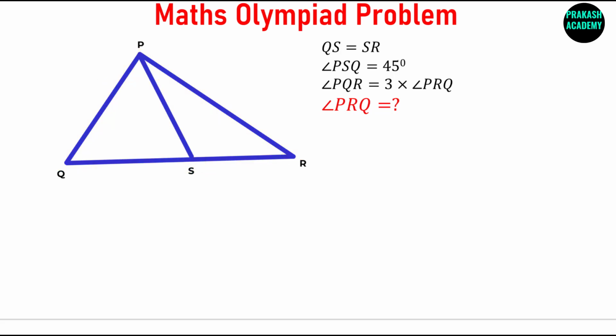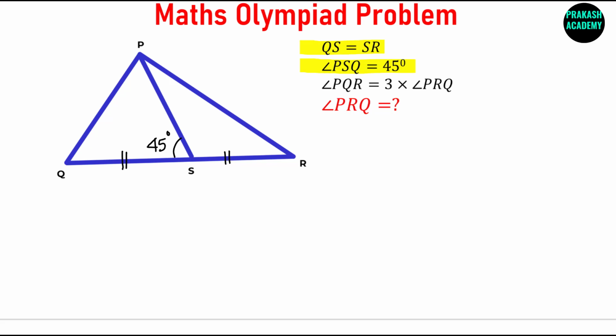So what are the things that is given? The first thing is, it is given that QS is equal to SR, that is this distance is equal to this length. And the second thing is, angle PSQ is 45 degrees. So this angle is PSQ. This angle is 45 degrees. So this is given that this angle is 45 degrees.